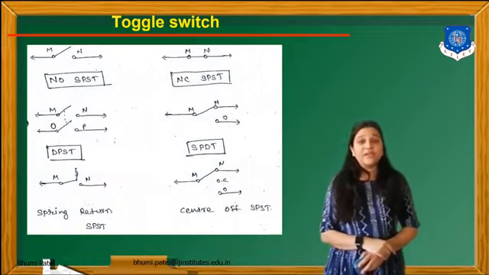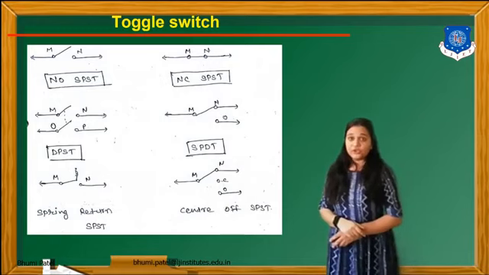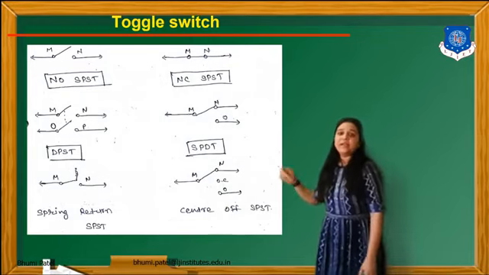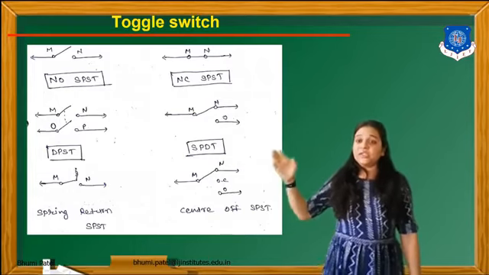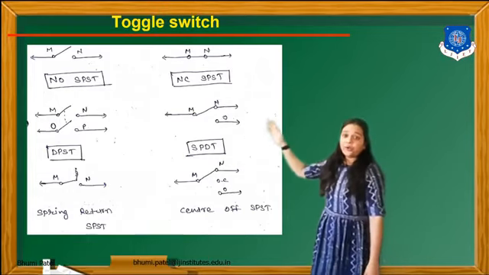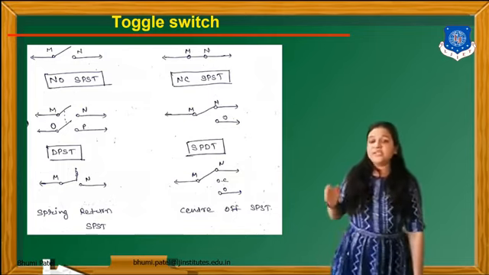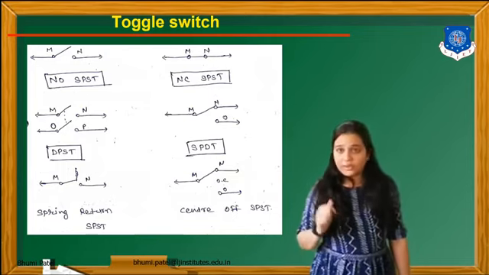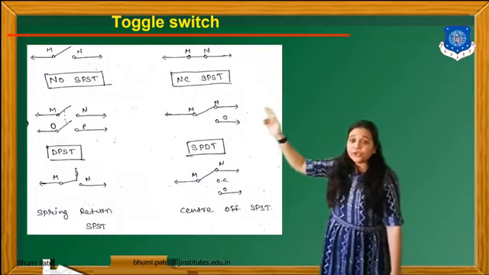Okay, now what is the actual diagram of the toggle switch? So here 4 possibilities are given for the toggle switch. The first one is the normally open, NO means normally open, and SPST means single pole single throw. Okay, NC means the second switch will be a normally closed contact.